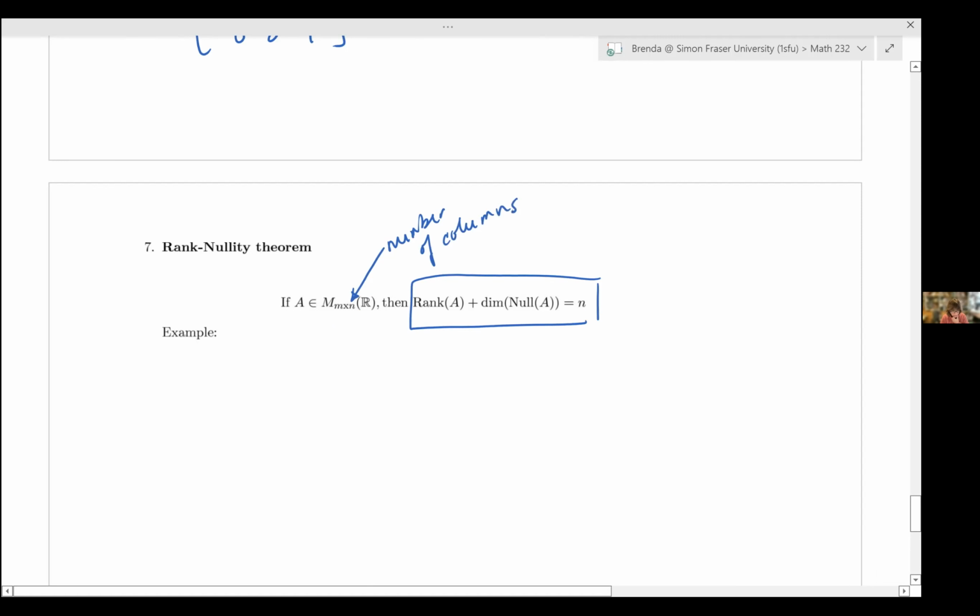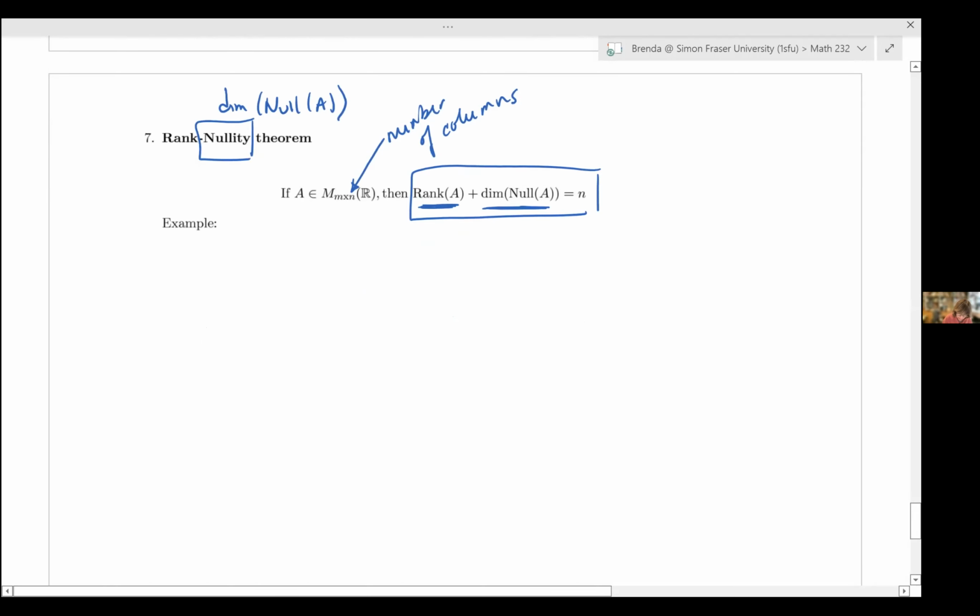And it is always the case that the rank of A, this is why it's called the Rank-Nullity theorem, the rank of A plus the dimension of the null space. These are dimensions. This is a statement about dimensions, not about the actual spaces. Nullity means the dimension of the null space. And that is equal to the number of columns. Okay, so here we're going to take an example of this and see the Rank-Nullity theorem.